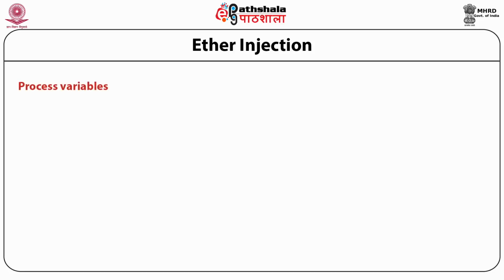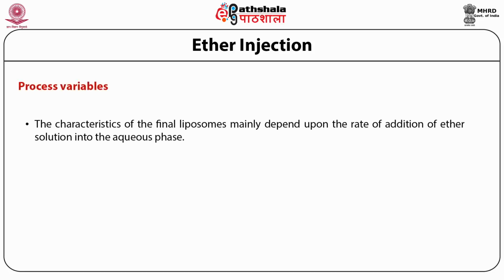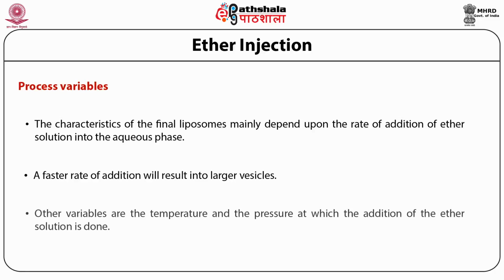First process variable: the characteristic of the final liposome mainly depends upon the rate of addition of ether solution into an aqueous phase. A faster rate of addition will result in larger vesicles. Other variables are the temperature and the pressure at which the addition of the ether solution is done.